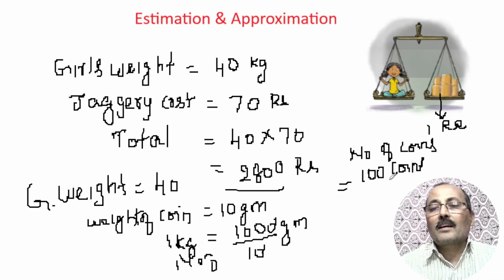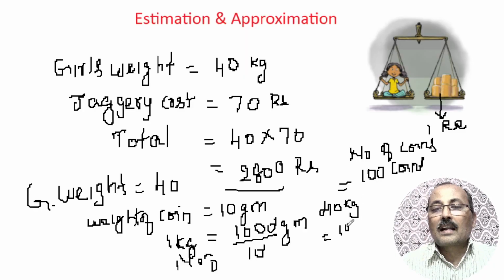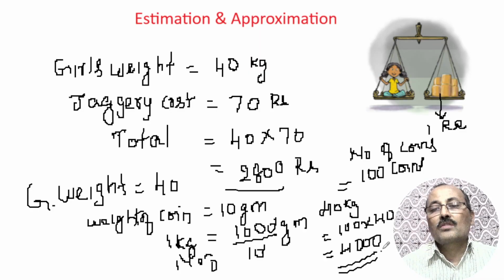Okay, now 100 coins means number of coins equals 100 per kilogram. That means for 40 kg, how many coins will be there? 100 into 40, that means 4,000 coins are needed. 4,000 coins, yeah, it is reasonable. Maybe it may come, it may not come, but you have to find it out.